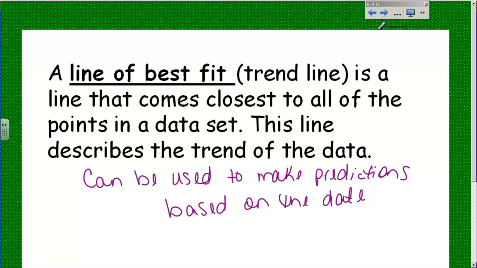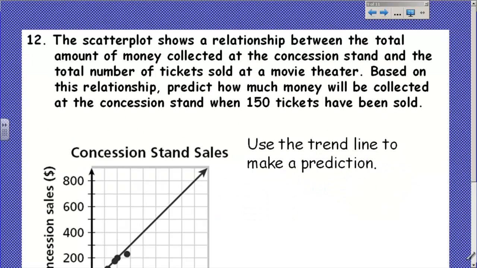So a line of best fit is not an exact science, okay, because not everybody's line of best fit will be identical, but a line of best fit is a line that comes closest to all of the points in the data. Usually it runs through the center of the data. Half of the points fall above the line and half of the points fall below, but that's not always the case, as you'll see in this example.